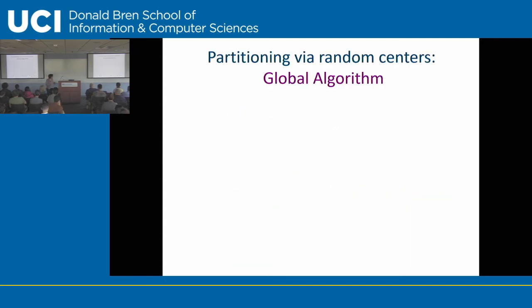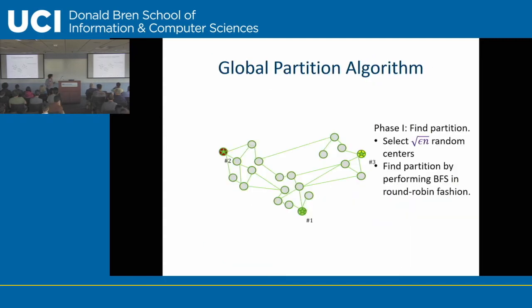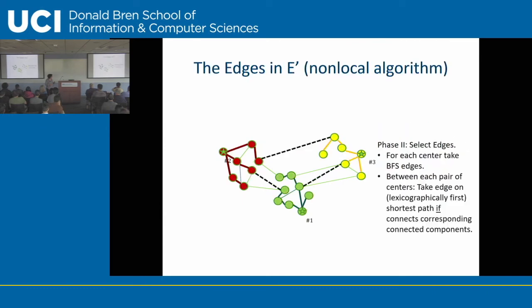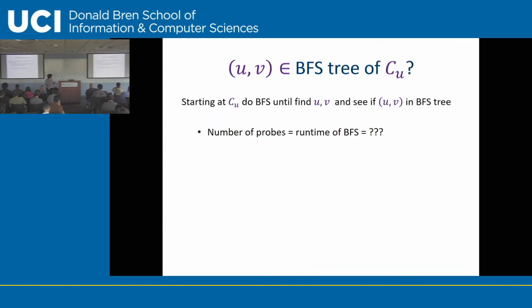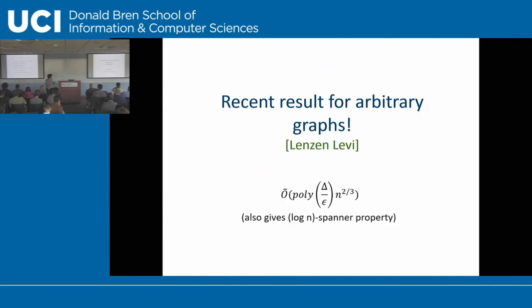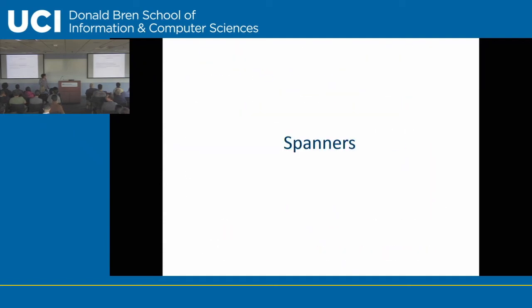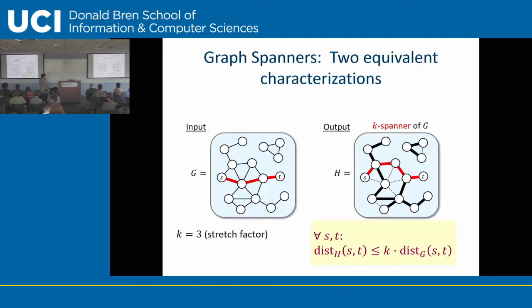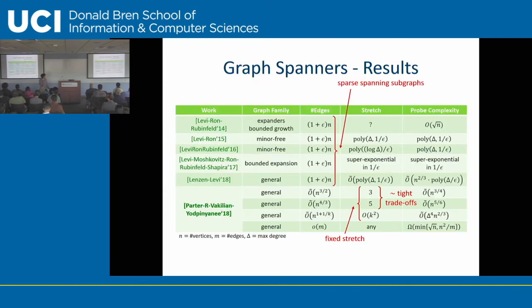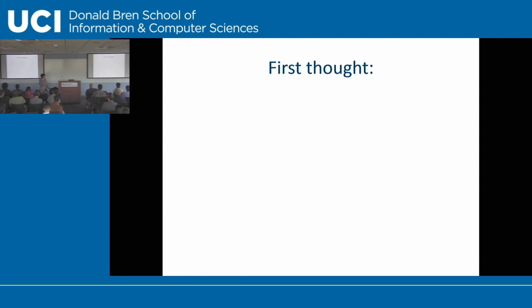The best algorithm right now is polynomial in the degree over epsilon times n to the 2/3. But I think this probably can be improved, and so that's a really good open question. Also, I mentioned the spanner problem, but I'm going to stop here pretty much, and just say there's a bunch of open questions for similar questions on spanners.